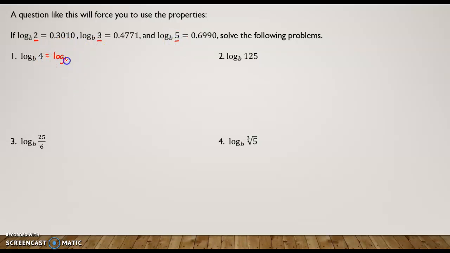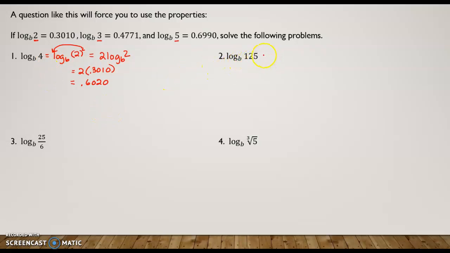So log base b here of 4, well 4 is 2 squared, right? So we're going to put the 2 out in front, and you'll get 2 times the log base b of 2. And we know what the log base b of 2 is, so you would end up with 2 times 0.3010. And you can kind of do that one in your head, because 2 times 3 is 6, then a 0. 2 times 1 is 2, then a 0. And you're done. That is the log base b of 4, based on your properties.